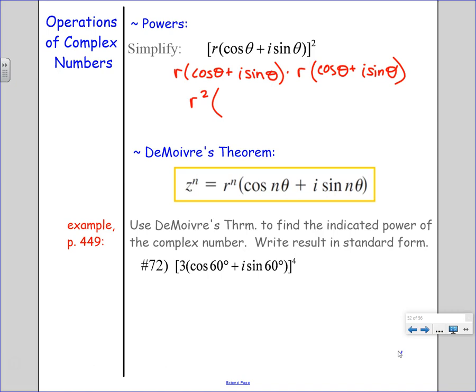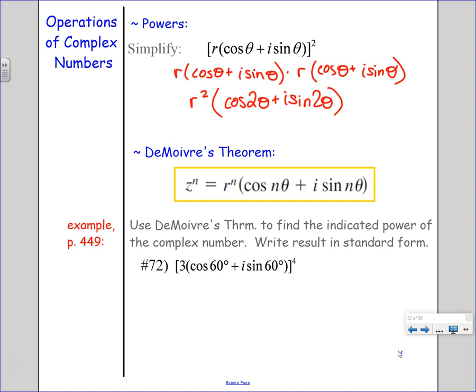What does your multiplication property say? Multiply the r's and add the thetas. So I could just say cosine 2 theta plus i sine 2 theta. After you FOIL, you're going to end up with the double angle of sine formula and the double angle of cosine formula. So we skip ahead and say, oh, hey.